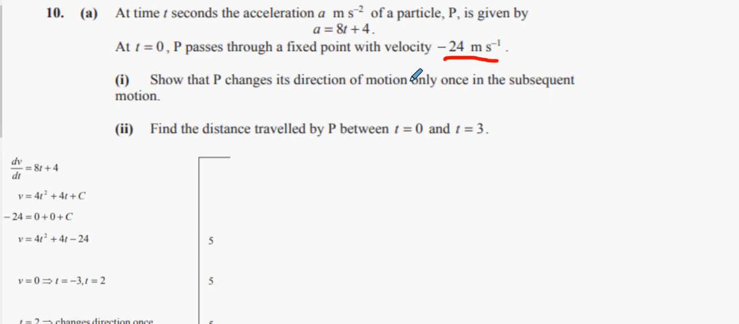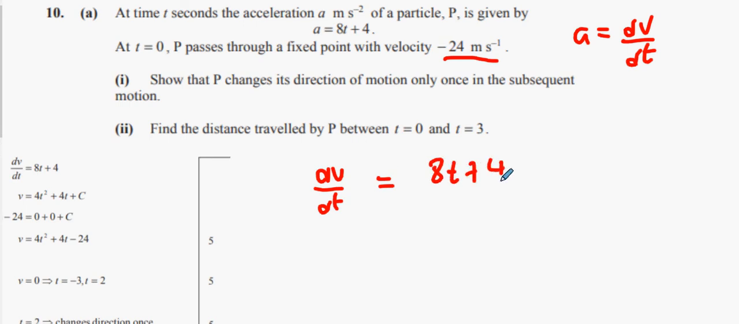It wants v. I need an equation for v. What is acceleration? dv dt, the change in velocity over the change in time. So I have dv dt equals 4t plus 4. So dv equals 4t plus 4 dt.